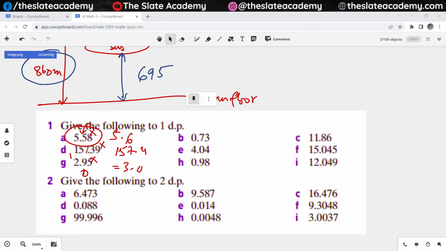Okay. Quickly, for two decimal places: 6.473. Since we are allowed to keep 2 digits after the decimal, we get rid of the third one. Since it is below 5, the answer is 6.47. And for 0.088, we are allowed to keep 2, so we keep 0 and 8. We have to get rid of this 8. It is more than 5, so we add 1 to the digit behind it. So it becomes 0.09.